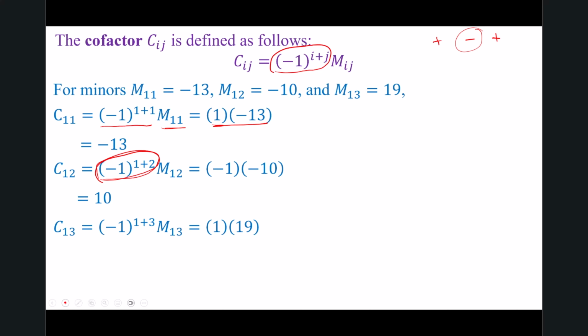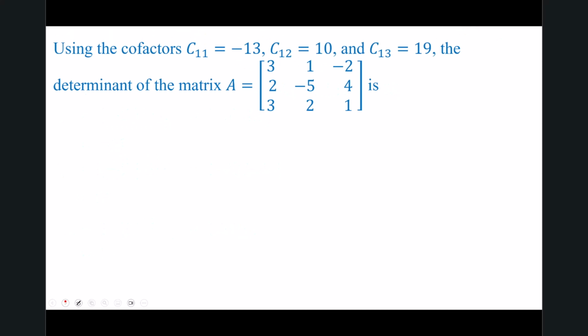And then the same thing for row 1, column 3, we end up with a positive for that one. So to use the cofactors, which we just found, the -13, the 10, and the 19, to find the determinant, we do the element times the cofactor. So instead of the sign chart, we're just finding that cofactor, which would include that sign.